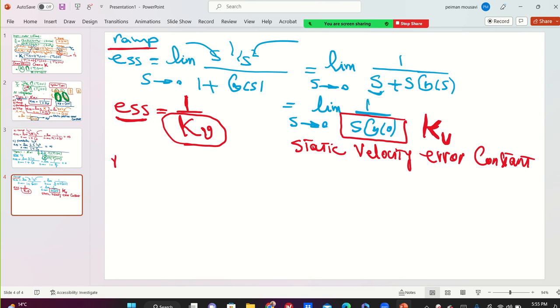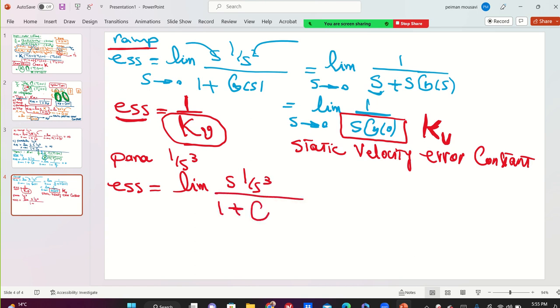So let's go to parabolic. 1 over s cube. ESS is the limit of s times 1 over s cube over 1 plus G. I don't want to waste your time. It's going to be infinity, no doubt.